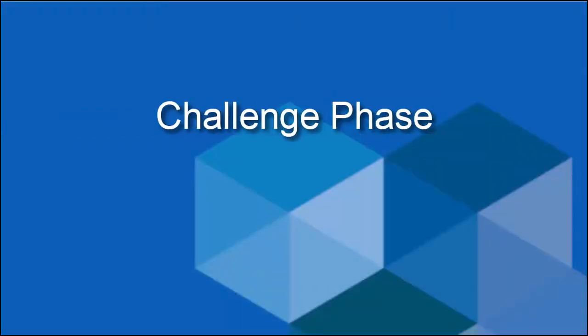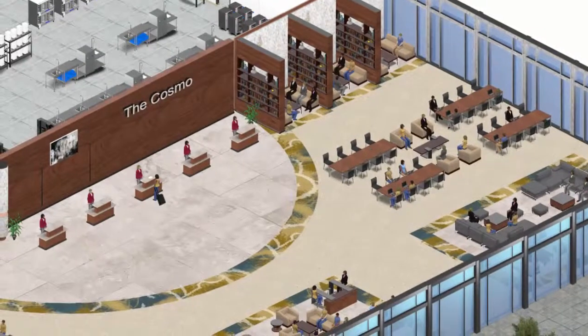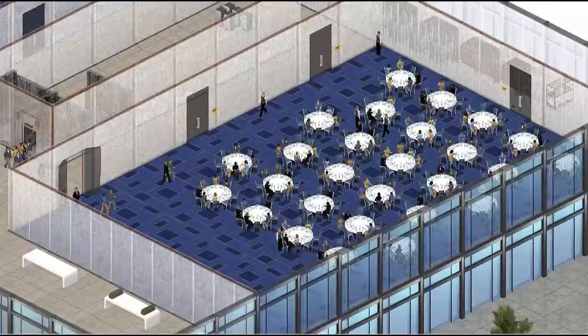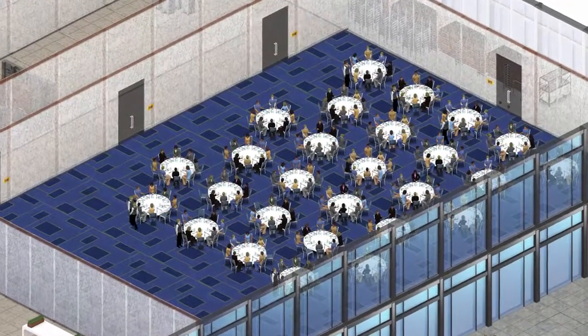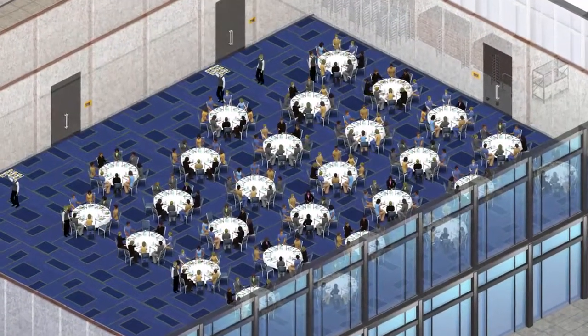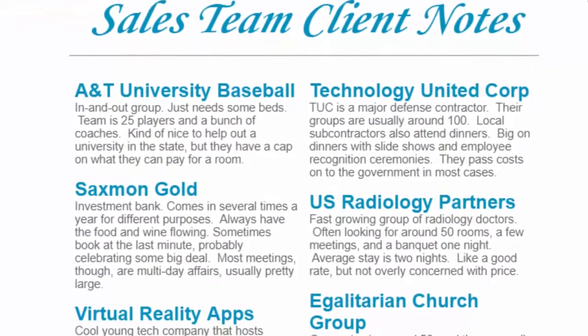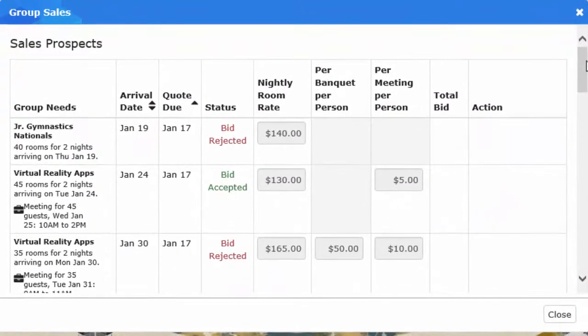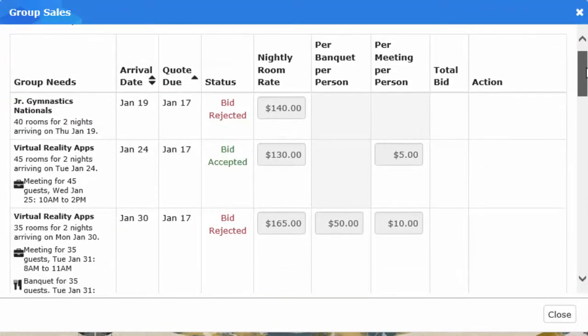In the challenge phase, students are working as the group sales manager at the Cosmo, a hotel that depends largely on group business. Students must reach a specific dollar amount goal in group bookings by the end of the month. Students learn the value of selling banquets and meeting spaces as a way to generate additional profits, and they learn the process of group selling, evaluating potential groups and submitting bids for banquets and meeting rooms.